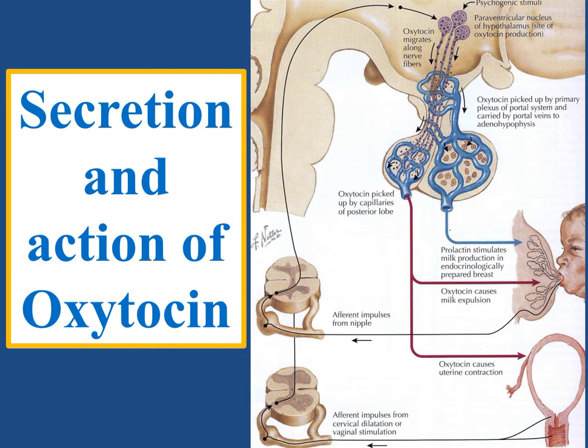For the action of these hormones, for example, prolactin stimulates milk production in the endocrinologically prepared breast, and oxytocin causes milk expulsion. Oxytocin also causes uterine contraction.